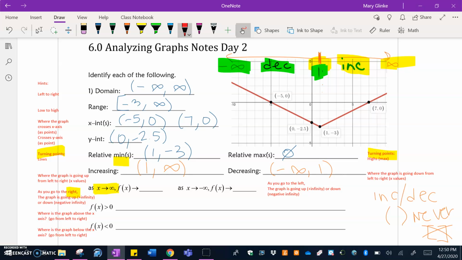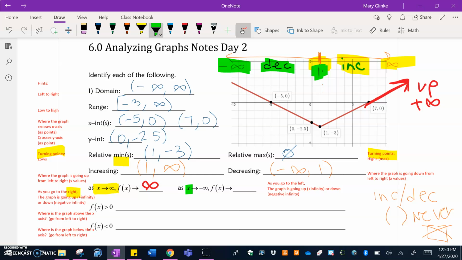So I'm going to go ahead and trace my graph all the way as far right as I can. And I can see my arrow here is pointing up. That is pointing towards positive infinity. So as I go to the right, my graph is pointing up.